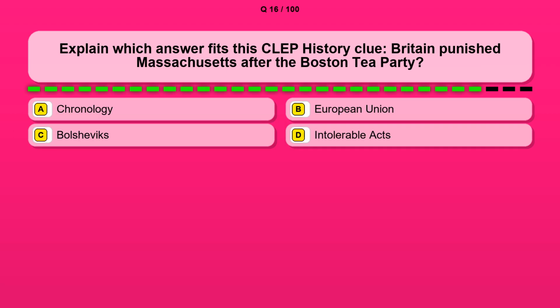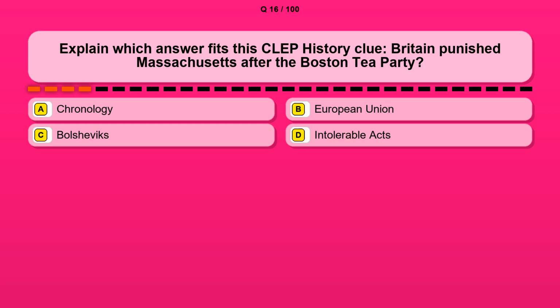Question 16. Explain which answer fits this CLEP history clue. Britain punished Massachusetts after the Boston Tea Party. Option A, chronology. Option B, European Union. Option C, Bolsheviks. Option D, Intolerable Acts.